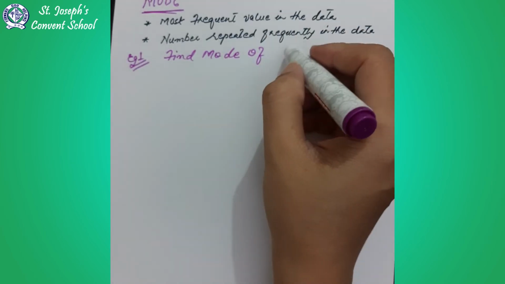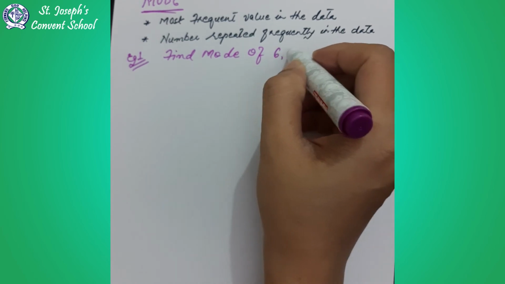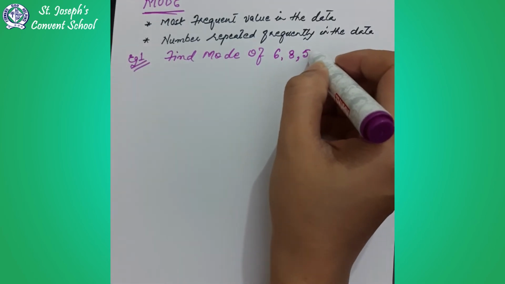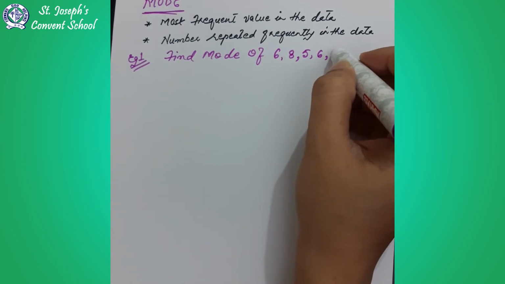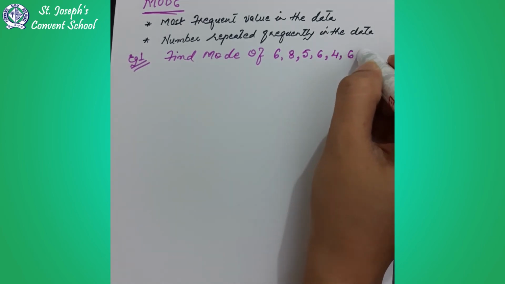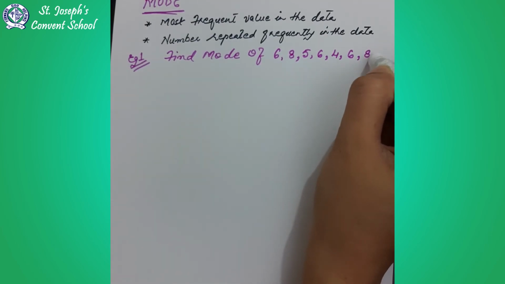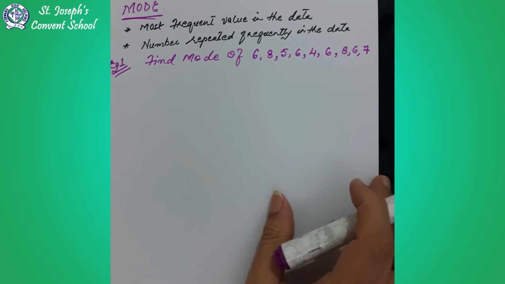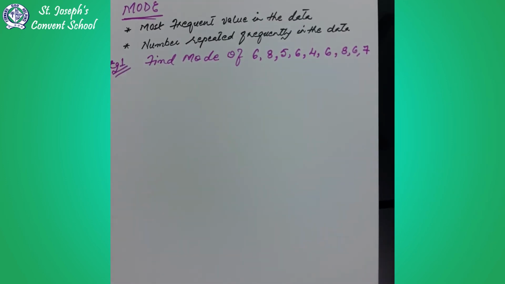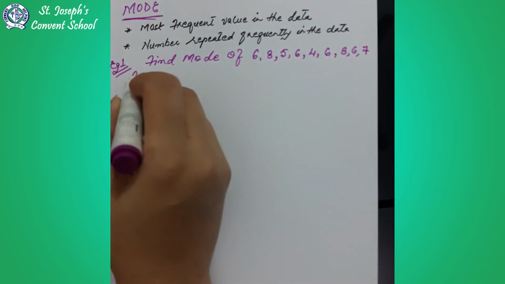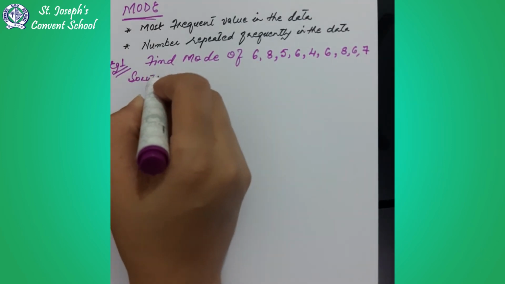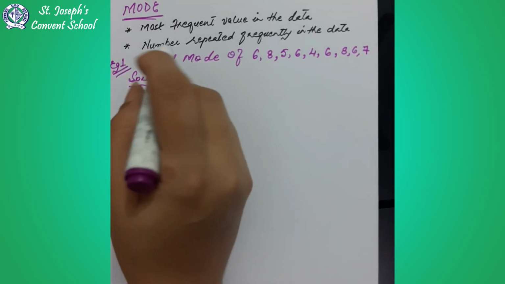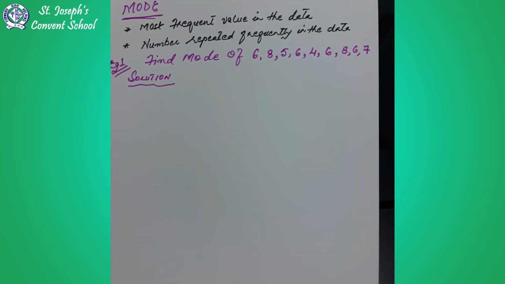Okay, find the mode of the numbers 6, 8, 5, 6, 4, 6, 8, 6 and 7. These are the numbers. Now you have to check which number is repeating. So for this, we write them in ascending order. Simple it is. If you write them in ascending order, then it will be easy for you to find the answer. So let's write them in ascending order.